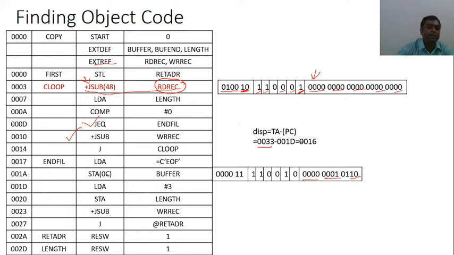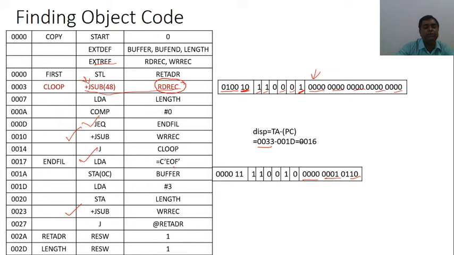Now take another example here also. In this case, +JSUB WRREC. WRREC is given in the EXTREF section, so I have to fill the address of WRREC as 0, and this is a format 4 instruction, so only the address will be used. So in the address field, like this instruction, the address field will be 0 only. In this way you can apply it.